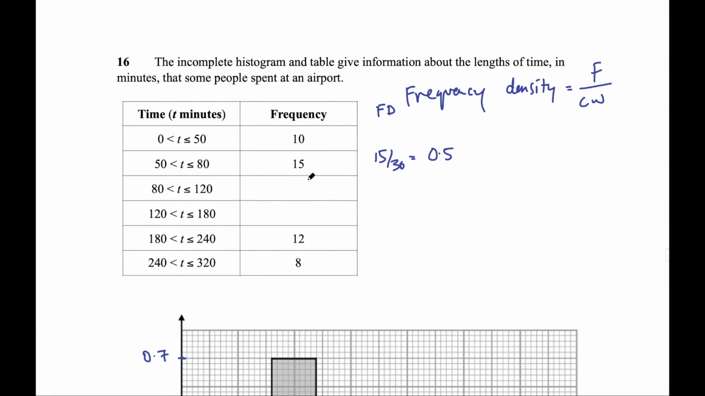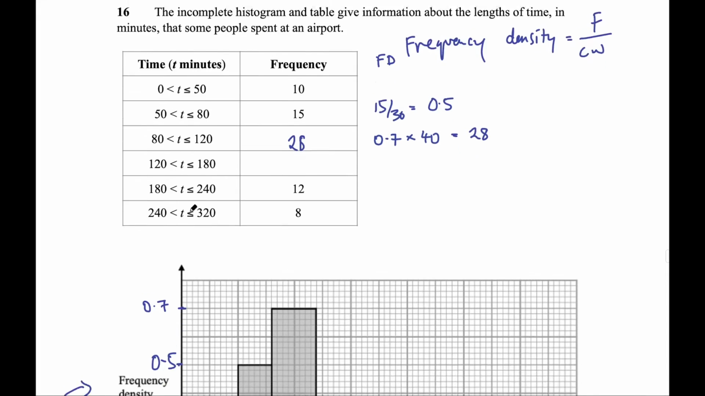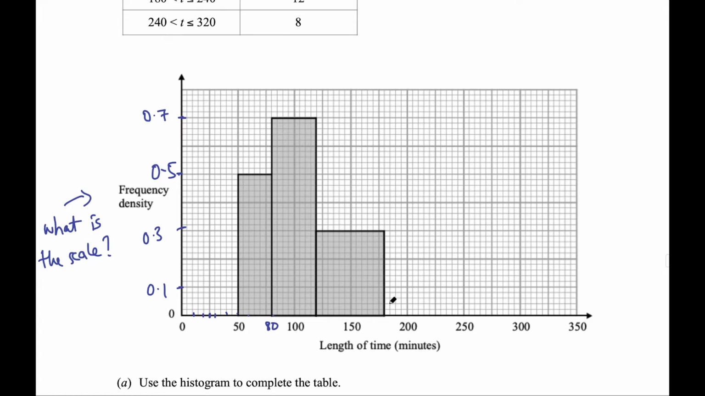So in this case, where we're missing the frequency, we need to do the frequency density, which was 0.7, multiplied by 40. 7 times 4 is 28, so 0.7 or 70% of 40 would be 28, okay? So frequency 28 there, and then we can use the same approach for the second missing part here, 120 to 180. 120 to 180 is this bar in here.